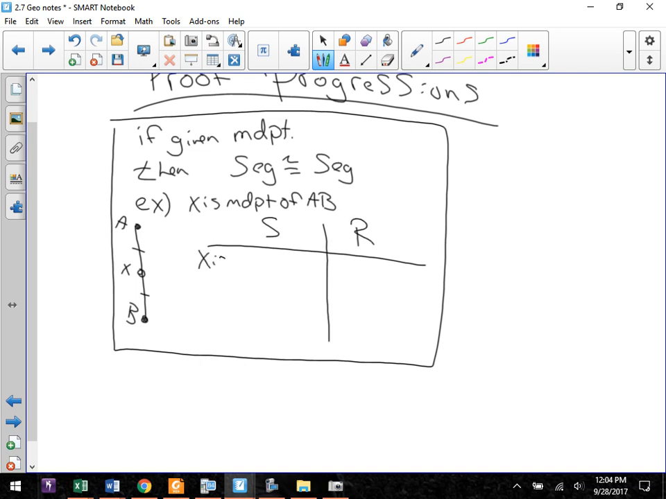All right, now in terms of what I would do in my statements and reasons. Given X is midpoint of AB. Well, since X is a midpoint of AB, we know then that you have two congruent segments because it says so. If given a midpoint, then segment congruent to segment. Well, what are the segments that are congruent according to your own little example? What letters? All right, AX is congruent to XB.